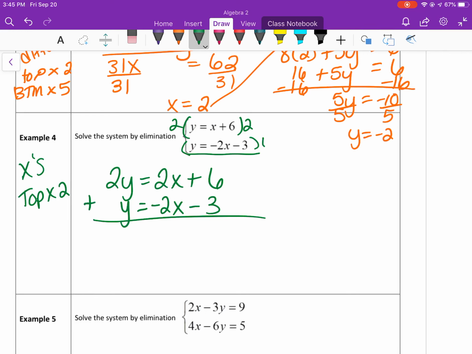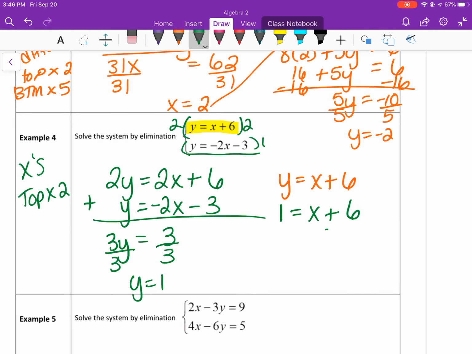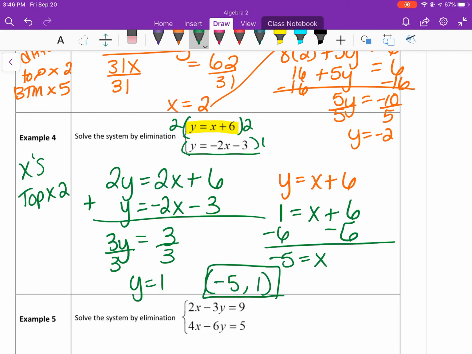Now when you add here, you get 2y plus y is 3y, and 2x plus negative 2x is 0. 6 plus negative 3 is 3. Divide by 3 on both sides, and you get y equals 1. Taking y equals 1 up to the top equation, y equals x plus 6, if y equals 1, then 1 equals x plus 6. Subtract 6 on both sides, and I get x equals negative 5. My final answer is (-5, 1), because my ordered pair is always x, y.